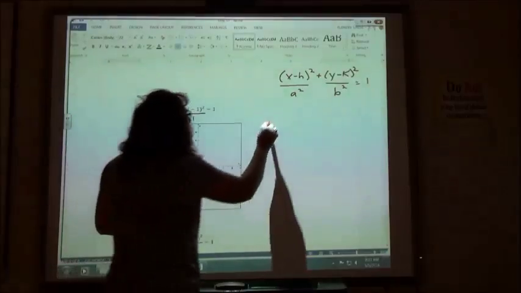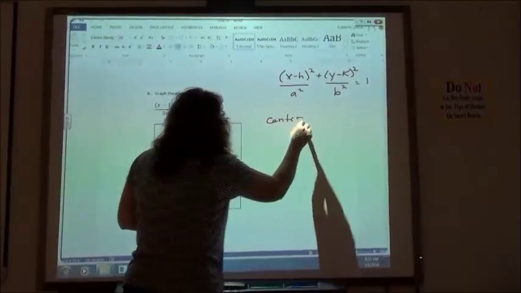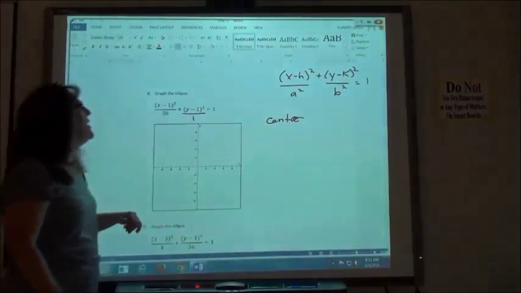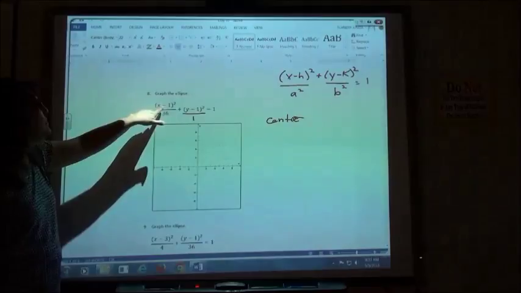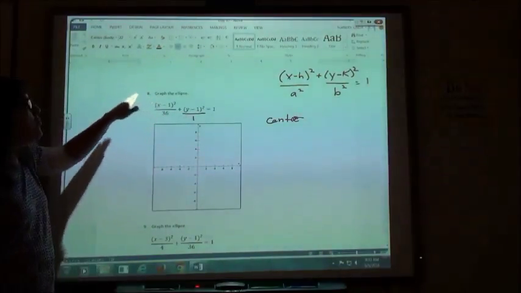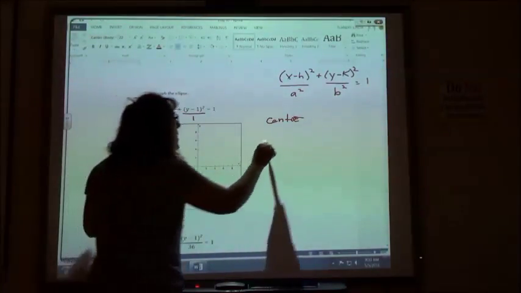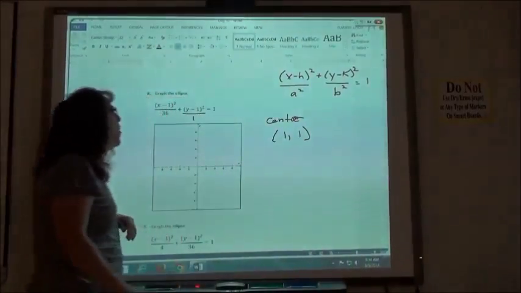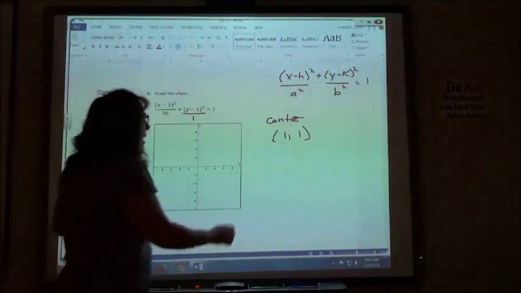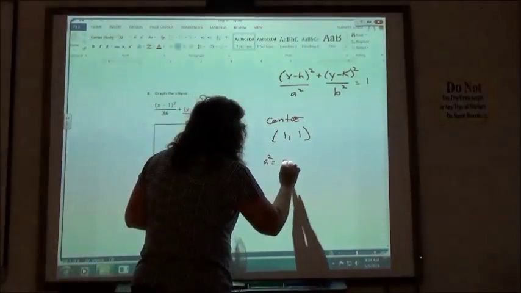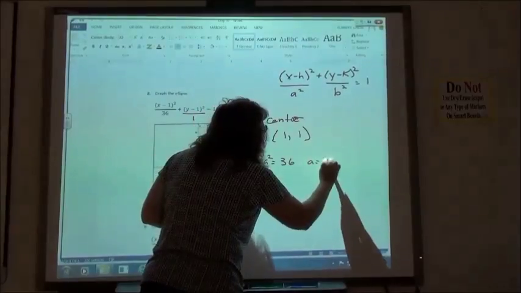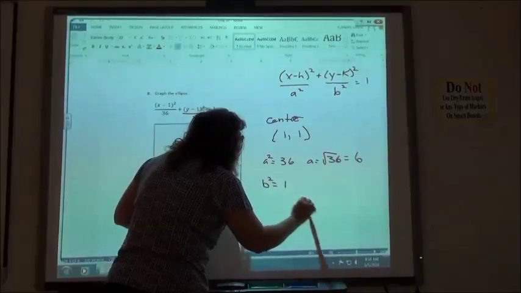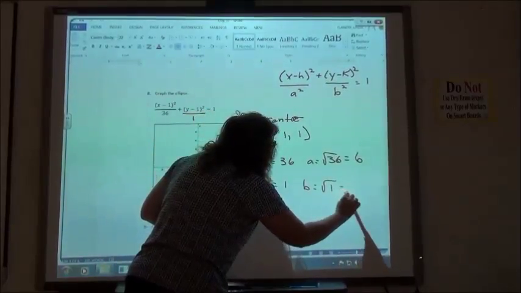So if I'm picking out my center, since I have x minus 1 and y minus 1, both of those are going to be at the opposite of what they are, since I have a minus here in my formula. So my center is going to be at 1, 1. Since a squared equals 36, a is going to equal the square root of 36, which is 6. Since b squared equals 1, b equals the square root of 1, which is 1.